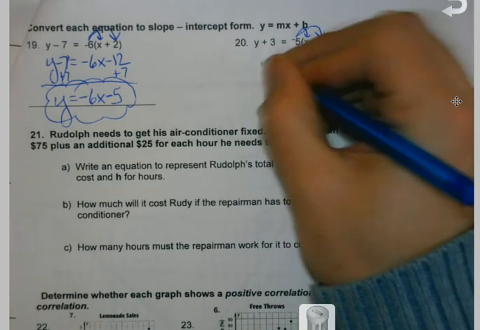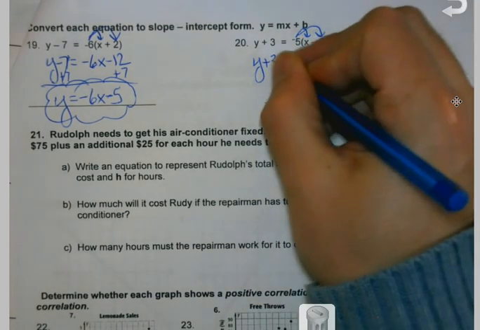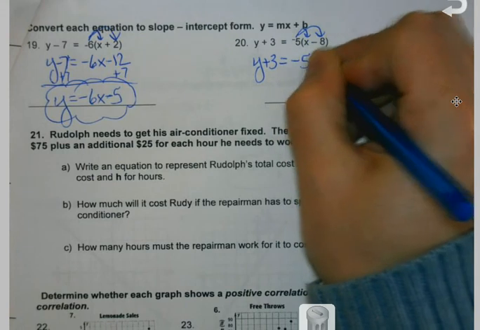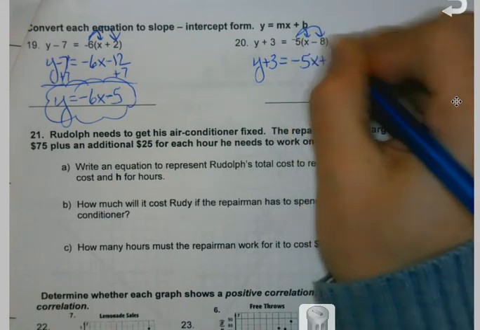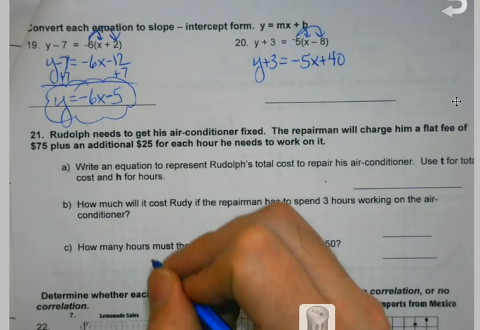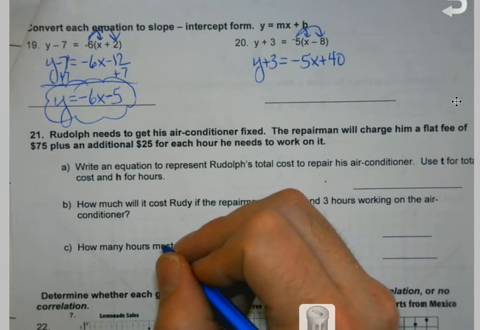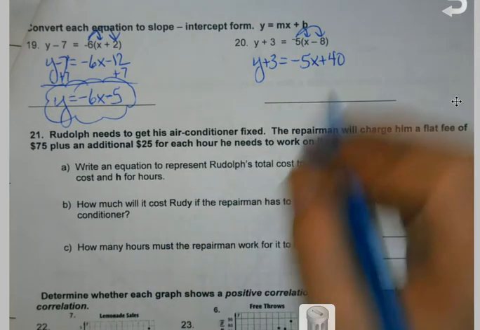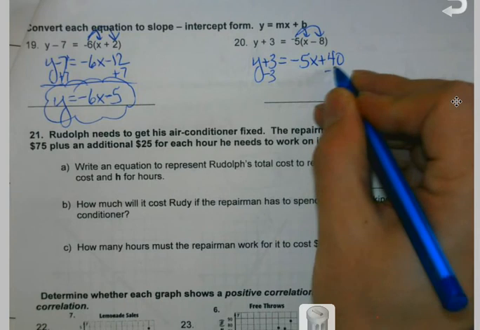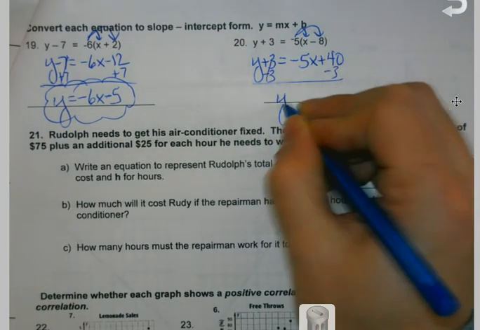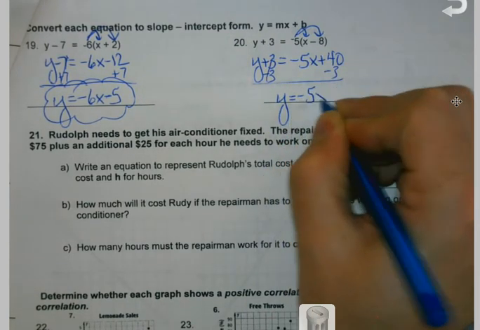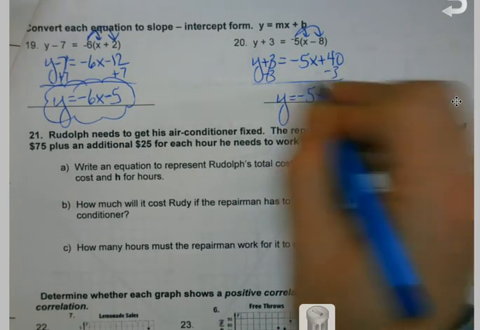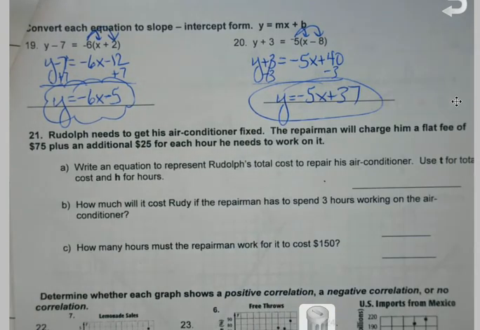Same thing on number 20. Negative times negative is positive, so be careful. Last step. You got it. And I'm set. A few more here and we're set to go.